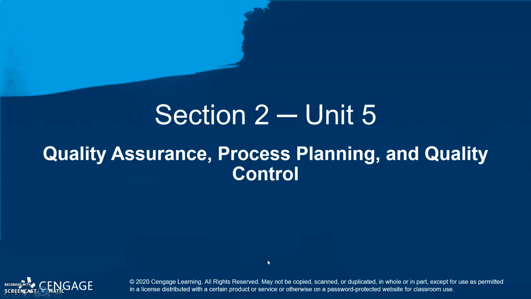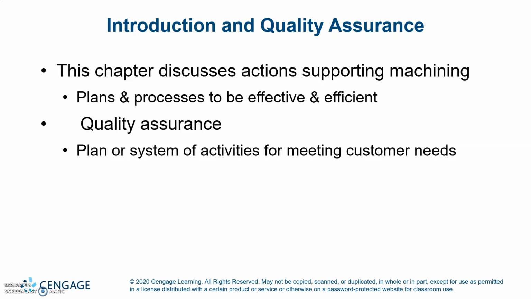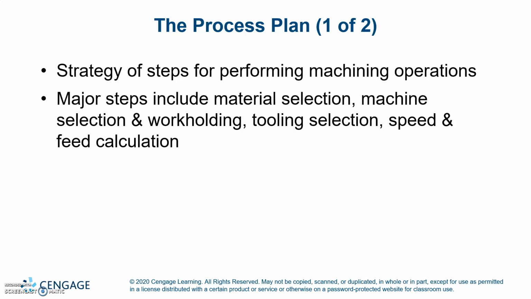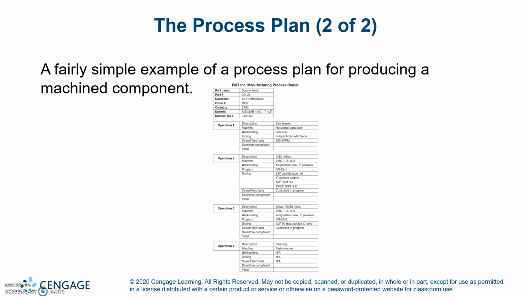Section 2, Unit 5, Quality Assurance, Process Planning, and Quality Control. This chapter discusses actions supporting machining, plans and processes to be effective and efficient, and quality assurance, a plan or system of activities for meeting customer needs, the strategy and steps for performing machine operations. Major steps include material selection, machine selection and work holding, tool selection, and speed and feed calculation.